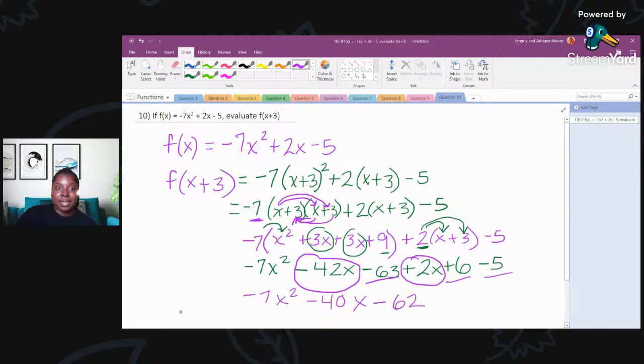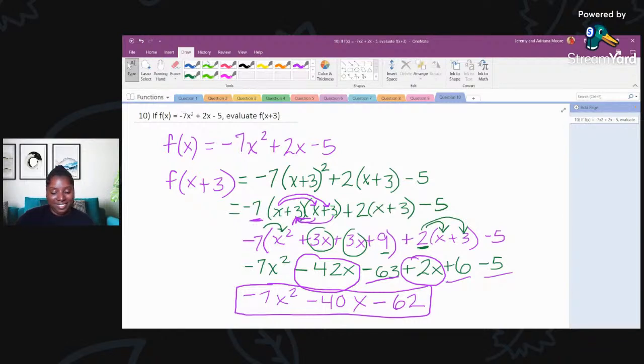All right. So f of x plus 3 becomes this equation. Okay. But it could have been worse. Look at all that we had to go through. But we survived. Okay, but does that make sense, TikToker? Thank you for the like. So I'm going to assume that was helpful.